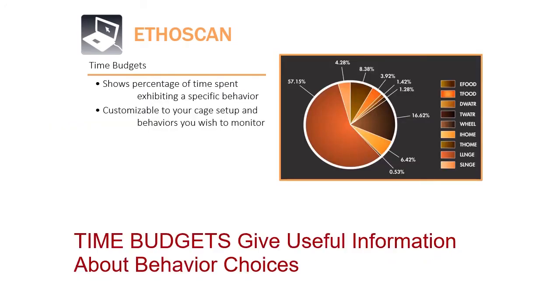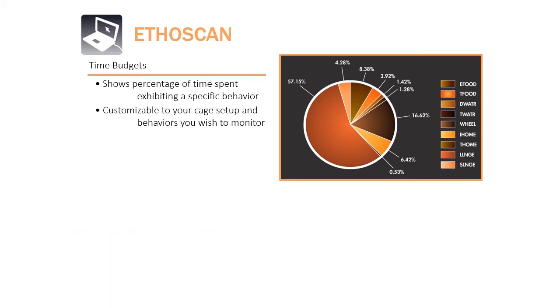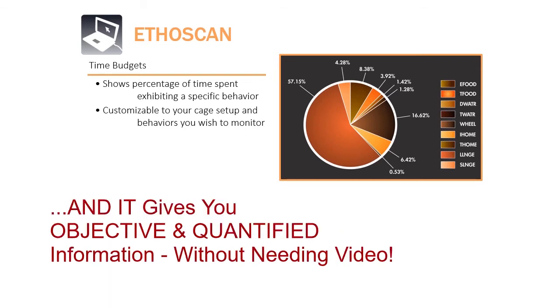For example, here is an example of a time budget. You can tell exactly how much time this particular mouse was spending in each of the activities that the system, by default, can separate automatically. Eating food, for example, drinking water, running on the wheel, going into the habitat, going on long or short lunges. And this is a very informative way of looking at the behavior of the mouse, and the nice thing is it gives you a really nice objective numerical set of information.